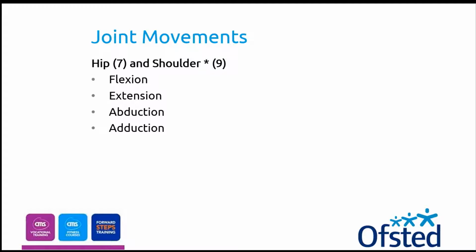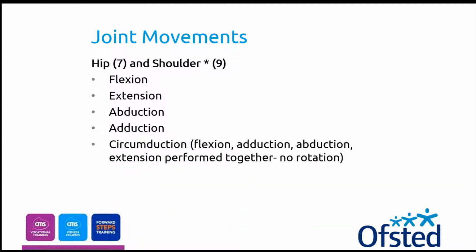If you do those 4 movements together, so you abduct your shoulder, you flex it, you adduct, and you extend, and you do it simultaneously, almost like a smooth pattern, then that's what you call circumduction. So it's flexion, adduction, abduction, and extension all performed together, but with no rotation. So no rotation occurs there. It's just those 4 movements together, almost like you're stirring something.